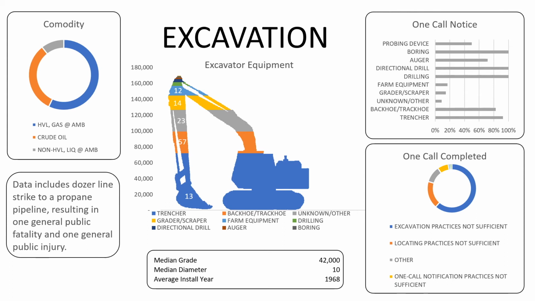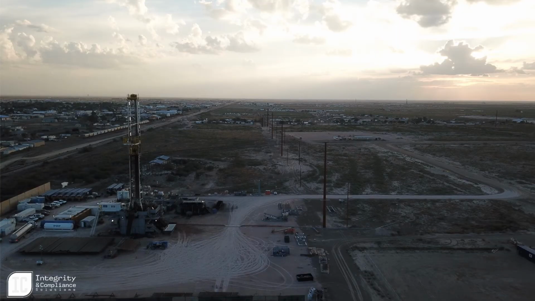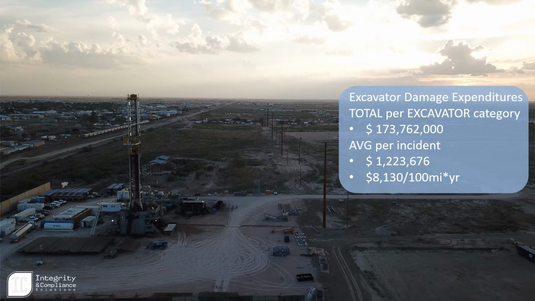Let's look at the financial impacts. So let's talk about some of the financial impacts of this excavation-related accident category. So as an industry, we spent over $173 million in this excavation category. I think it's important to note that these costs don't include operator business loss or product loss. These costs are primarily property damages, environmental damages, infrastructure repair. So on average, we're spending about $1.2 million per accident.